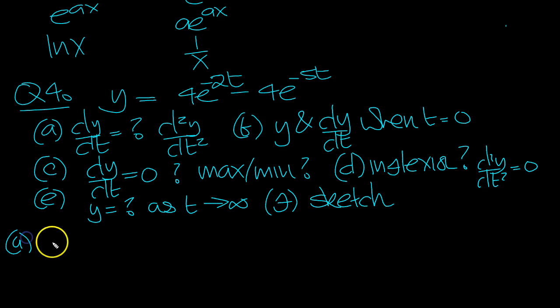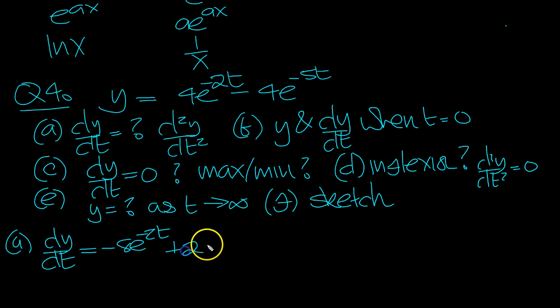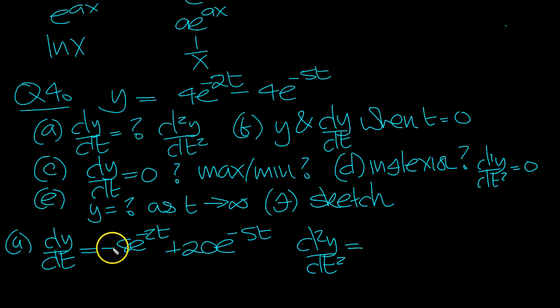Part A, dy/dt then is equal to, the minus 2 comes down, minus 8 e^(-2t). Then the next term, run along the row, plus 20 e^(-5t), isn't it? Minus 5t. So that's dy/dt. Now d²y/dt²: the minus 2 comes down to make plus 16. And then the minus 5, so it's minus 100, isn't it? So that's part A.